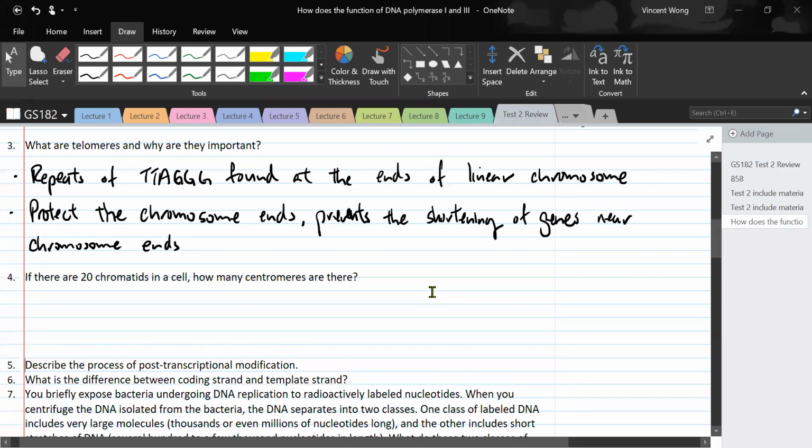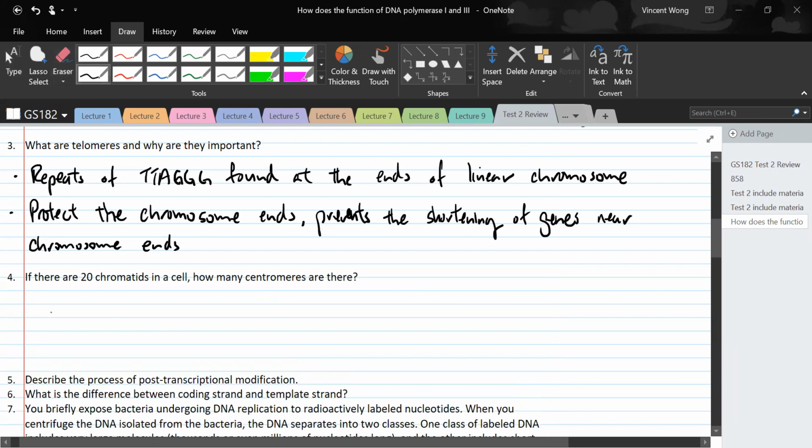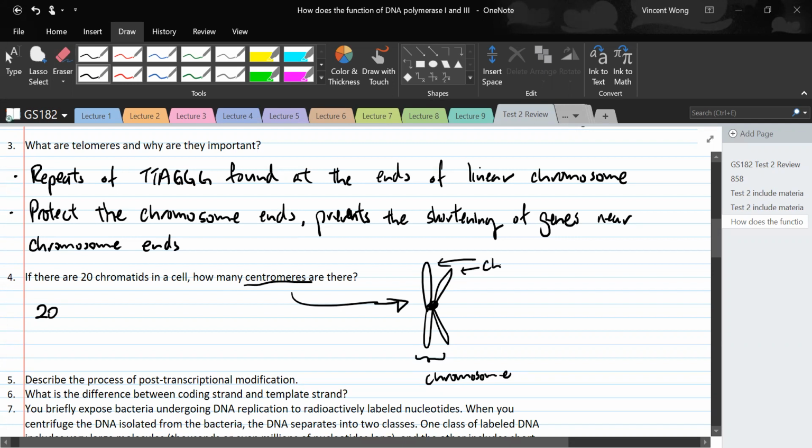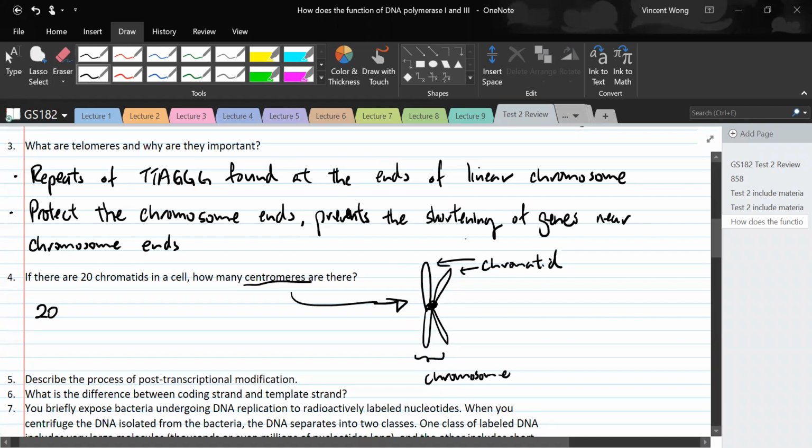If there are 20 chromatids in the cell, how many centromeres are there? 20 would be the answer. So this whole thing is a chromosome, right? And then they're held together at the centromere, and each of these would be a chromatid. Right? So if you have 20 chromatids, a pair of chromatids is going to be connected together, and that's where you will find the centromere here.